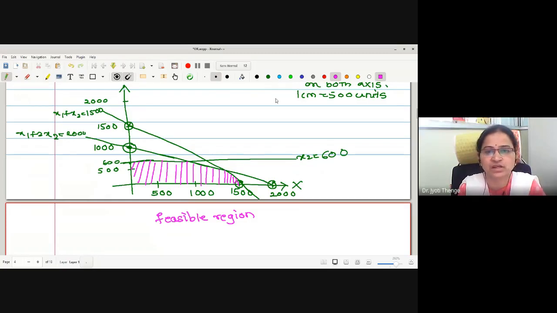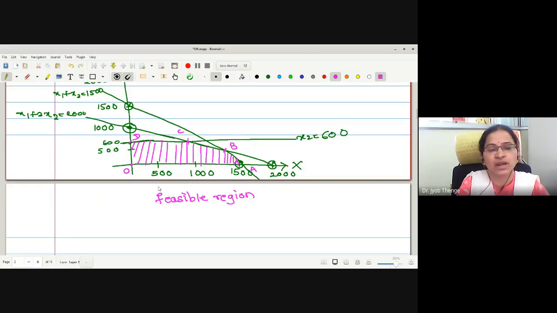Now, what job do we want to do? We want to plot all the corner points. Let me name all the points. Let this be O. Let this be A, B, C, and D. These are the 4 corner points of the given feasible region. Now what does one have to do? One has to find out the coordinates of all these points and check at which point your z value is going to be maximum. Let me write O, A, B, C.